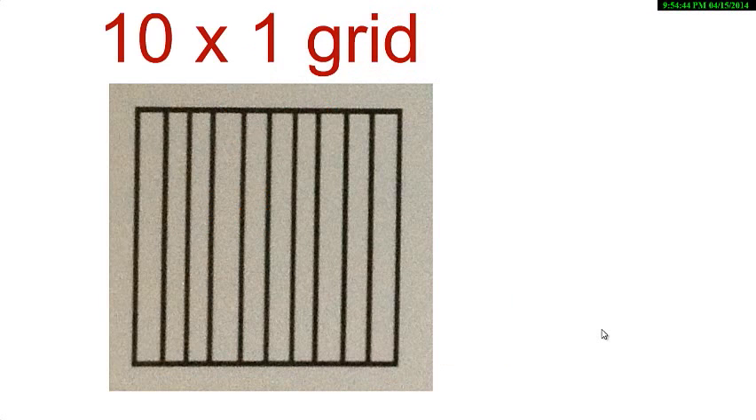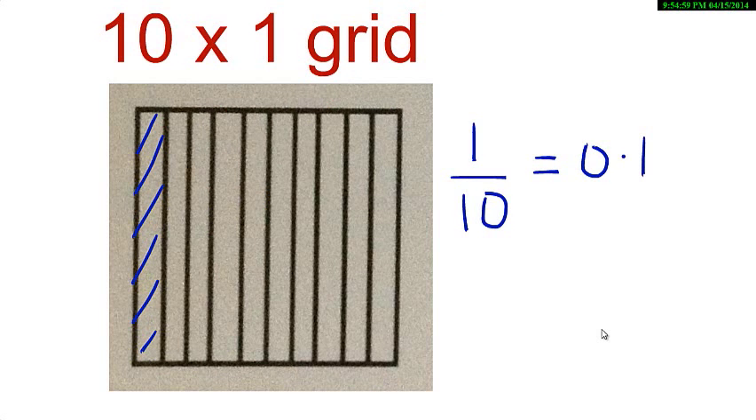This is a 10 by 1 grid. If I shade one part out of the 10 parts, it represents 1 by 10 or 0.1. Remember, a 10 by 1 grid is divided into 10 rectangles. Look at the denominator carefully. There is 1 0 in the denominator. Therefore, there is one number after the decimal point.